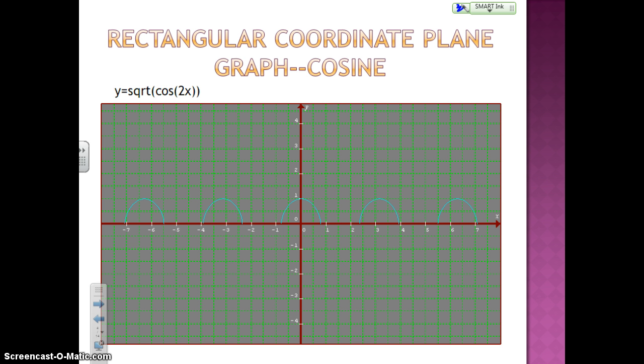So here we have the rectangular coordinate plane graph of the cosine. Here it's in radians, and you can clearly see where the undefined regions of the graph are. In this graph, when the a value is changed, the humps of the graph are increased.